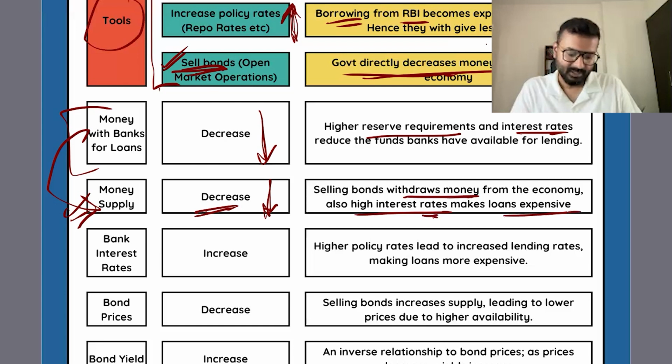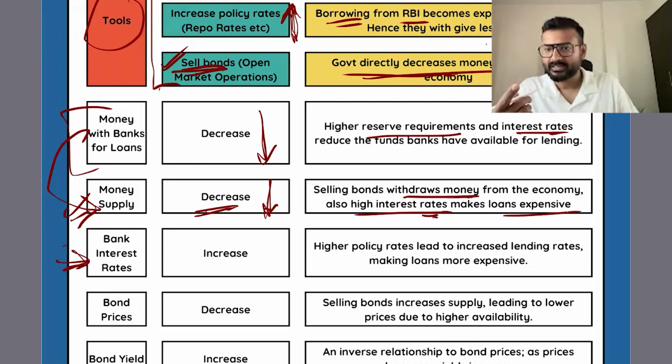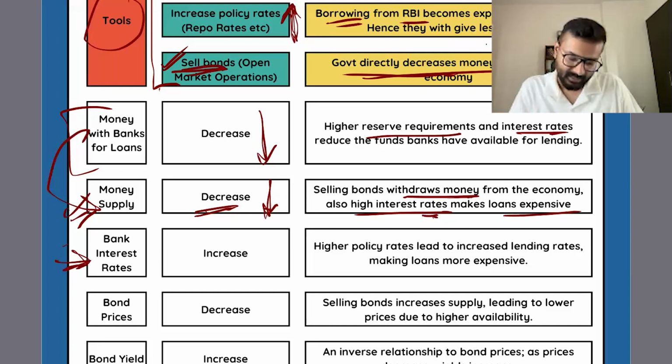Okay. What happens to the bank's interest rate? Now, bank's interest rates directly depend on the RBI's interest rate. If RBI increases the interest rate, the bank's interest rate will also increase. Okay. So now the loans are expensive.